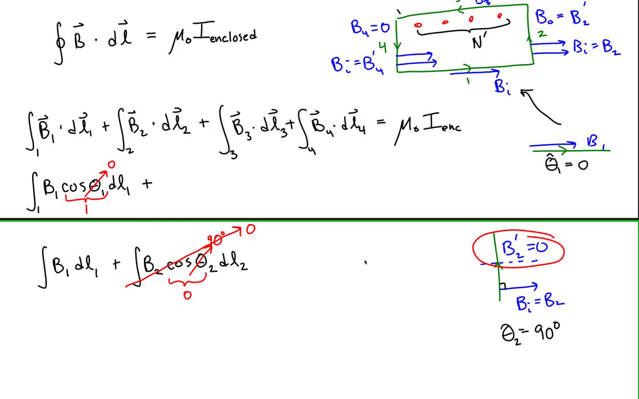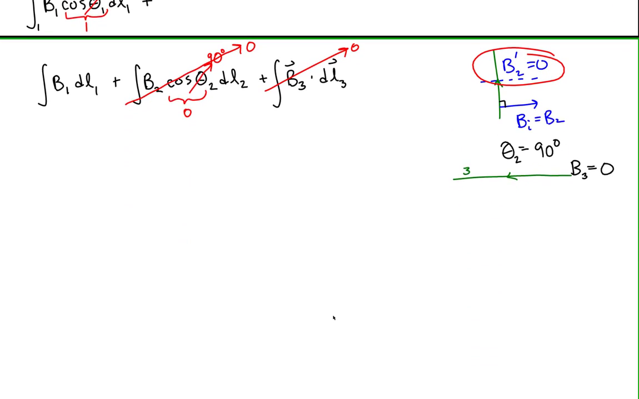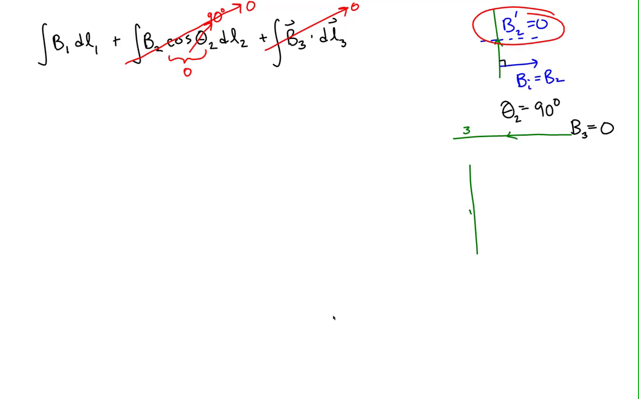Now let's look at path 3. Path 3 is horizontal going to the left. But path 3 has a magnetic field equal to 0. So when we write the line integral along path 3, since the magnetic field is equal to 0, this third term is equal to 0. And finally, looking at path 4.